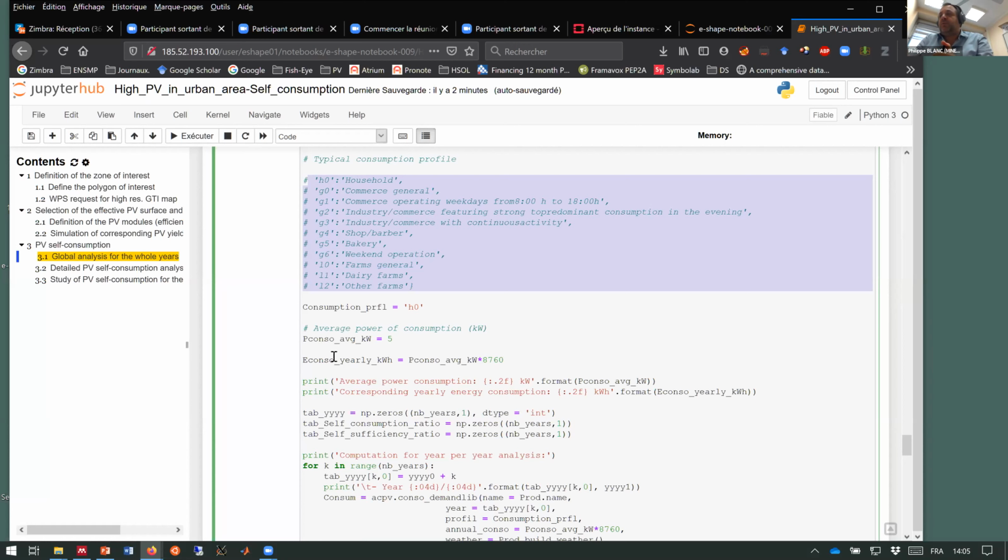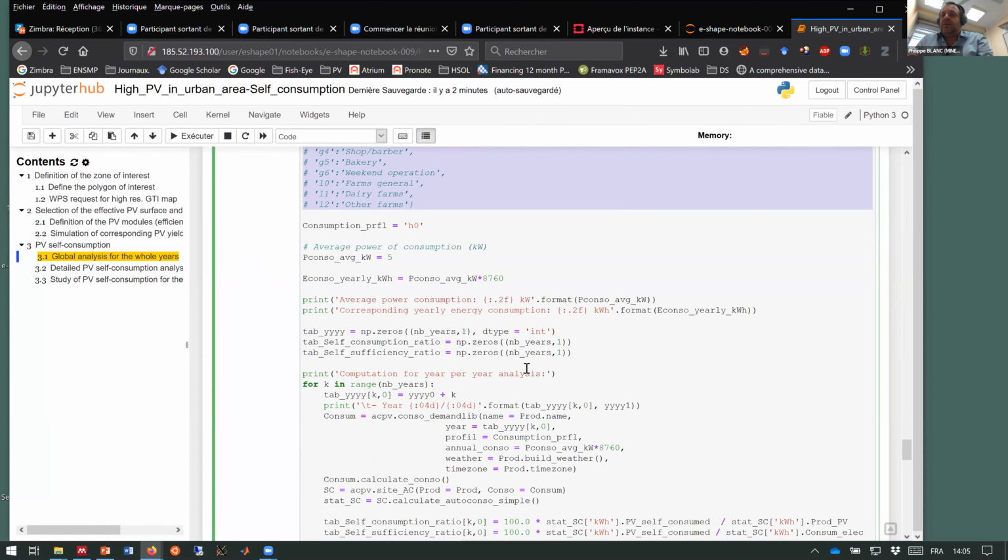And if you want to have the amount of energy as a sum within a year, you have to multiply by the number of hours we have in 1 year, except for the leap year.